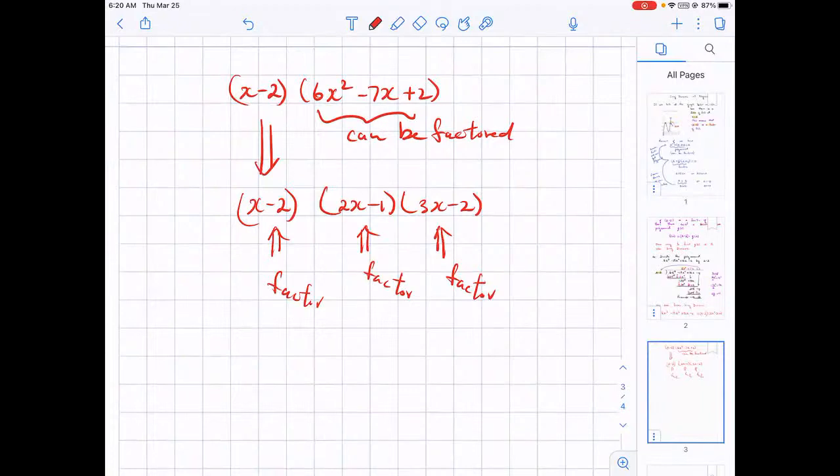So it's very important to see that if you know one of the zeros of the polynomial, you can find the resulting zeros. Okay?